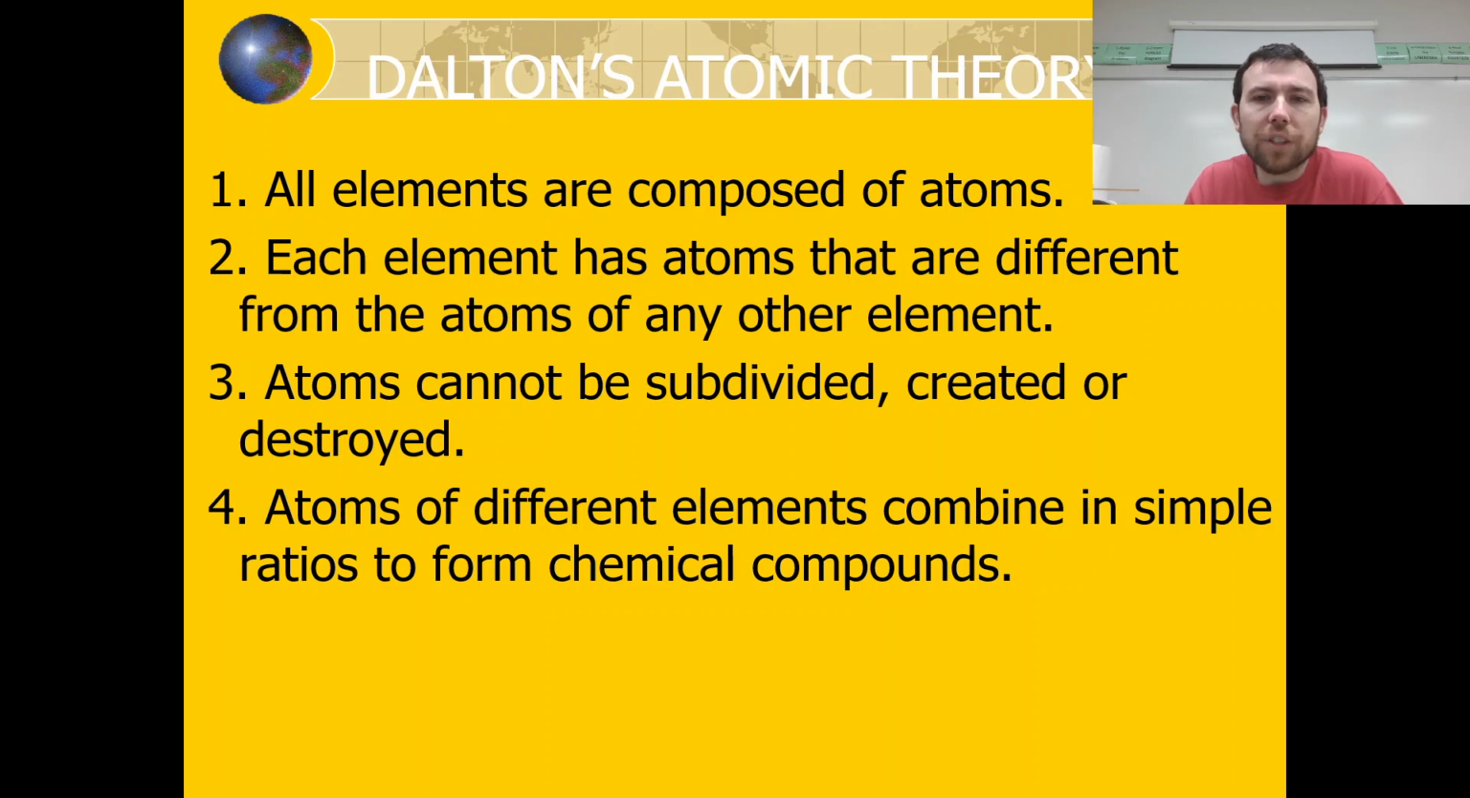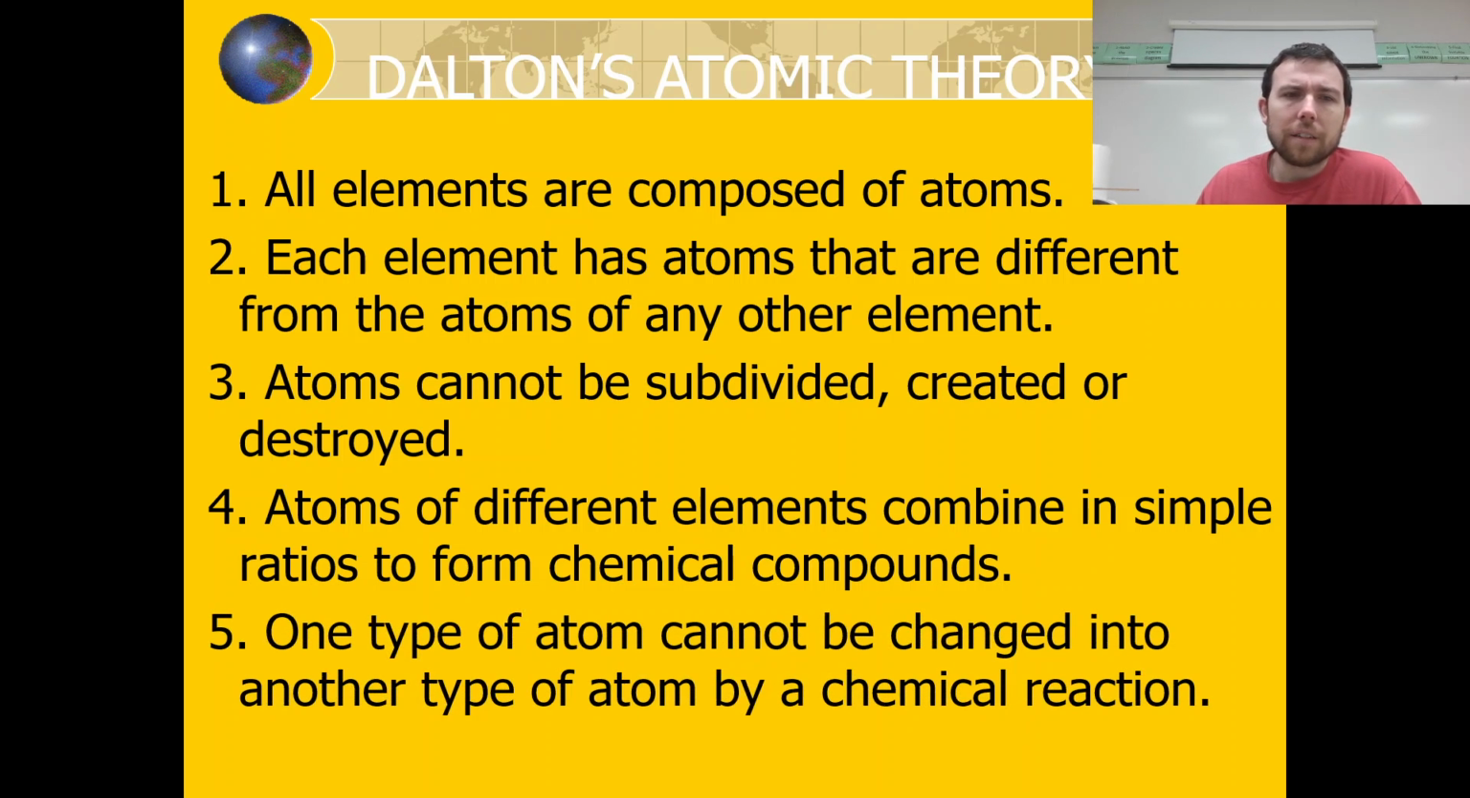Fourth, atoms of different elements combine in simple ratios to form chemical compounds, right? We see that happen all the time. We know that to form water, 2 atoms of hydrogen have to interact with 1 atom of oxygen in order to form water. Right? Again, that's pretty intuitive. That makes a lot of sense. Now, the fifth thing that Dalton's atomic theory presented is that one type of atom cannot be changed into another type of atom by a chemical reaction.